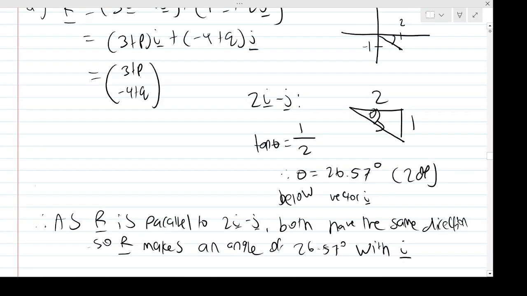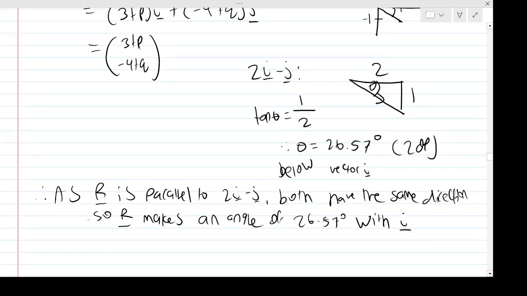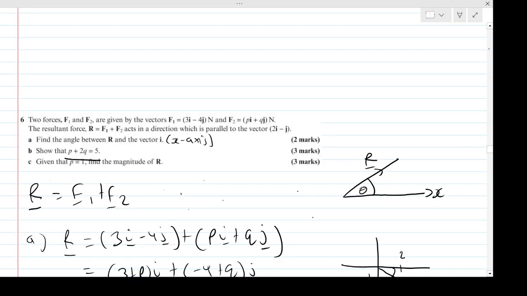Okay, right. So that's probably the hardest part of the question. Now, part B then says, show that P add 2Q is 5. Quite random that is, just getting this random equation out of nowhere. But now we're going to look deeper into this idea of being parallel to this vector here.